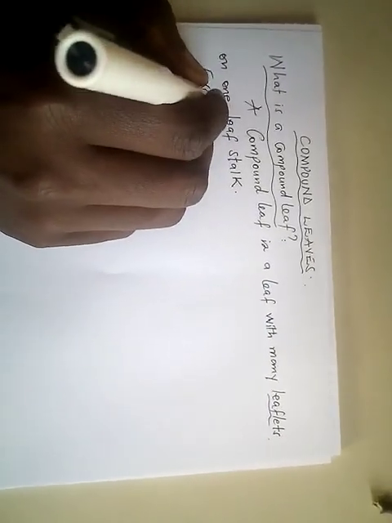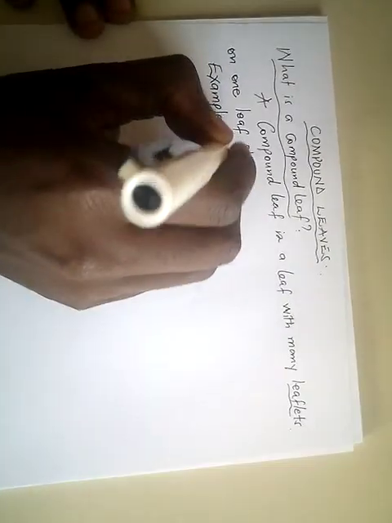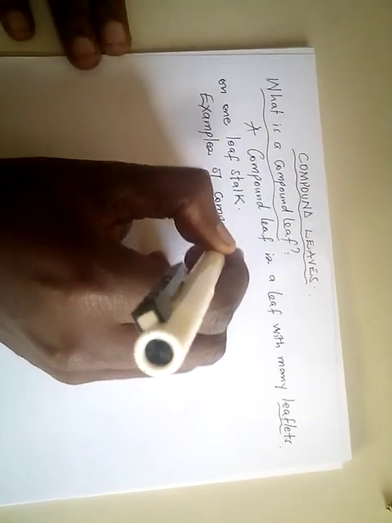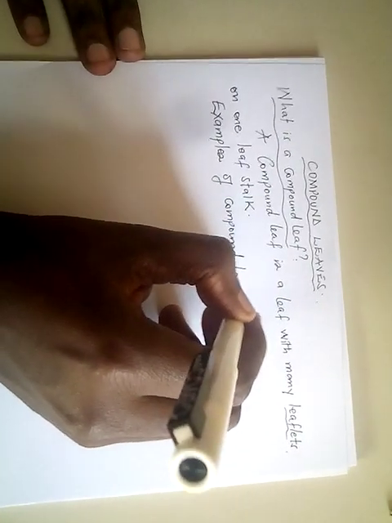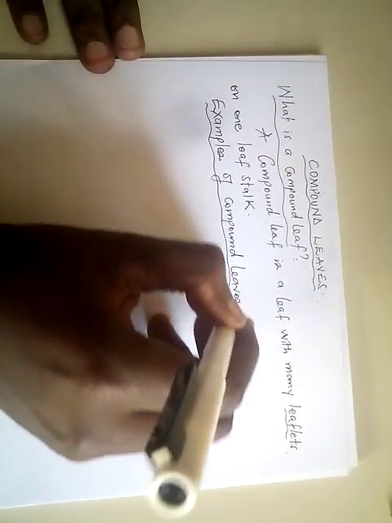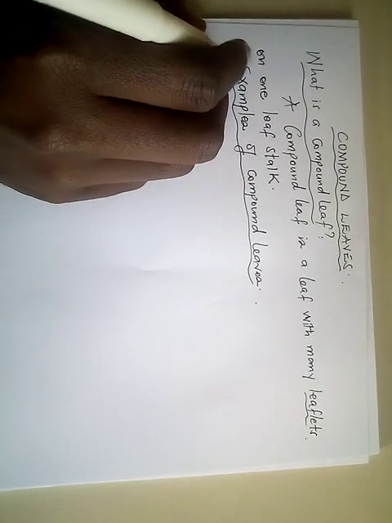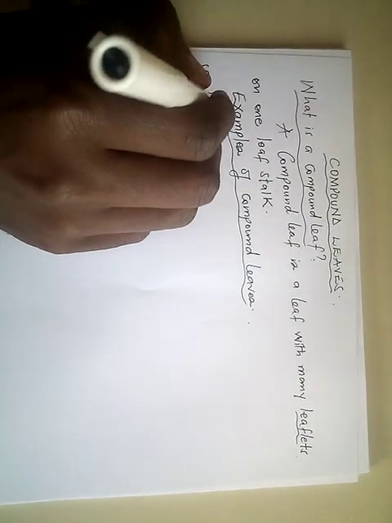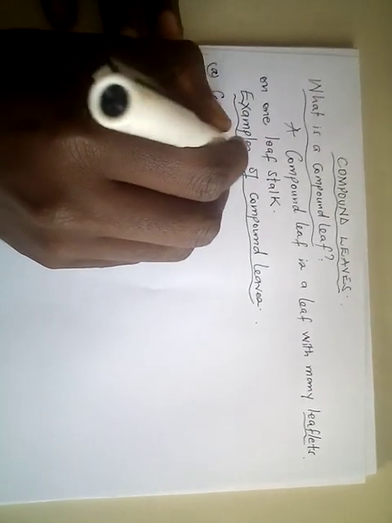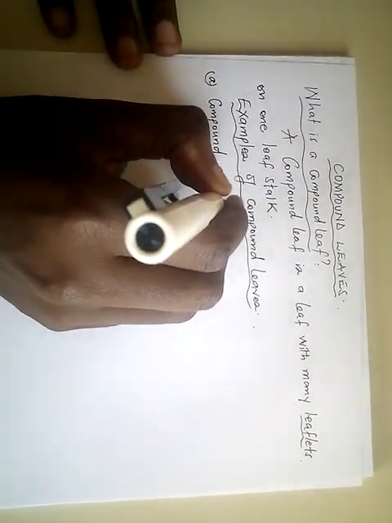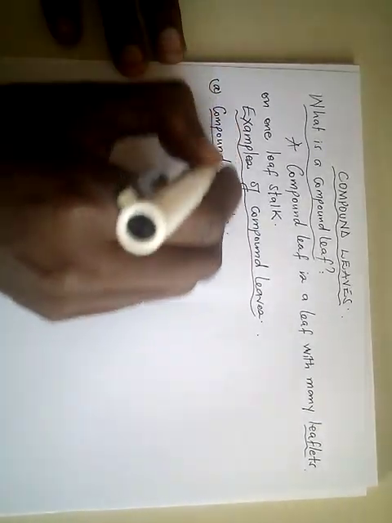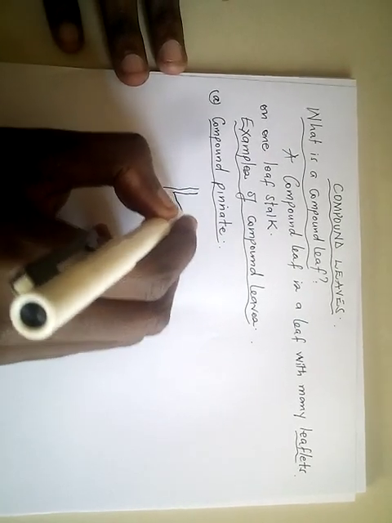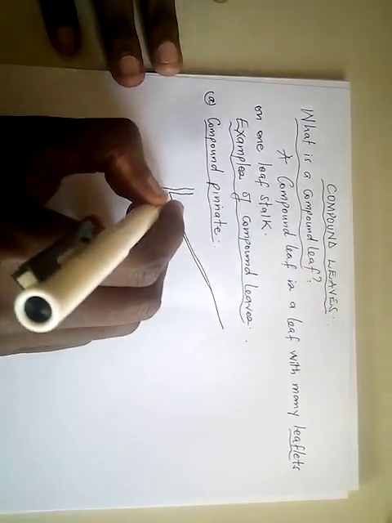Examples of compound leaves are the ones we are going to look at. There are 4 examples, but I will start with one of them known as compound pinnate. And this leaf known as compound pinnate looks like this.